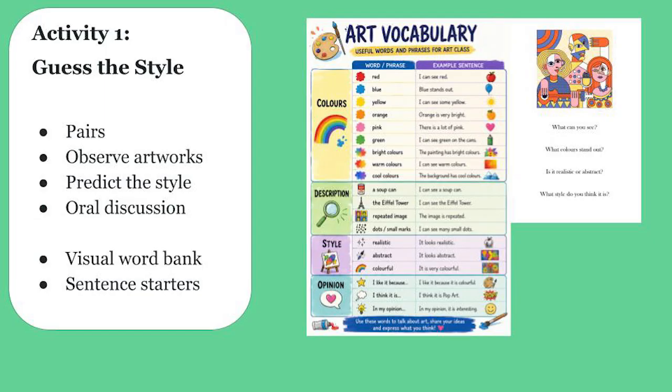The first activity is a warm-up called Guess the Style. Students work in pairs and observe several artworks from styles such as Cubism, Pop art, Pointillism, Surrealism, and Impressionism. They answer simple questions like "What can you see?" or "What style do you think it is?" And then we share ideas as a class. This activity activates prior knowledge and encourages oral participation from the beginning.